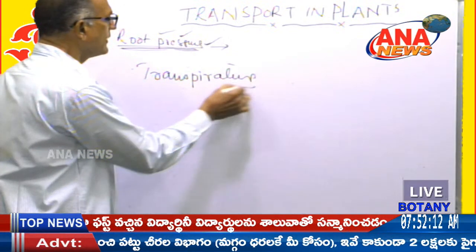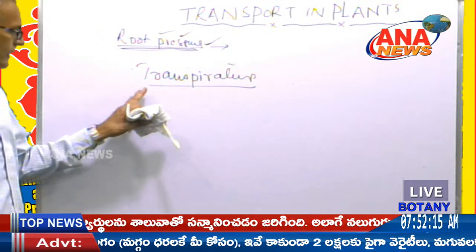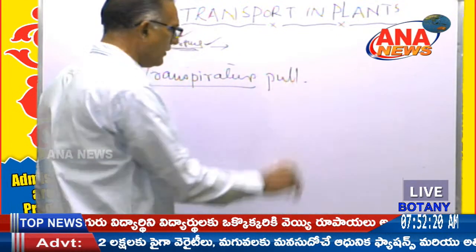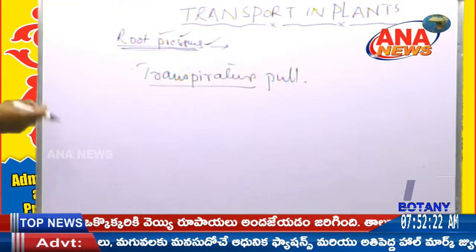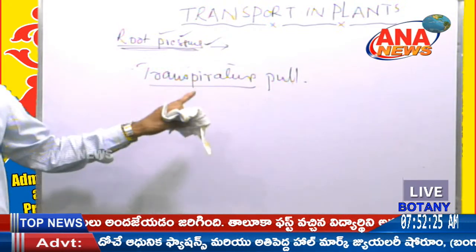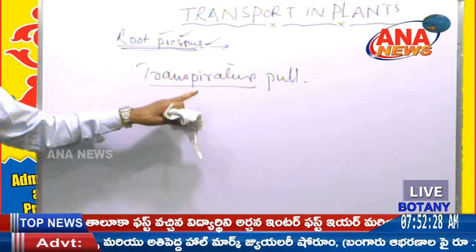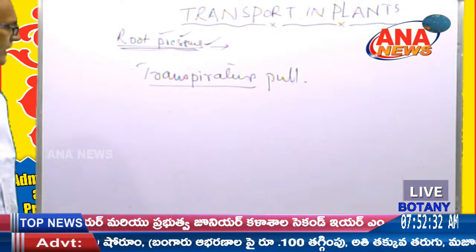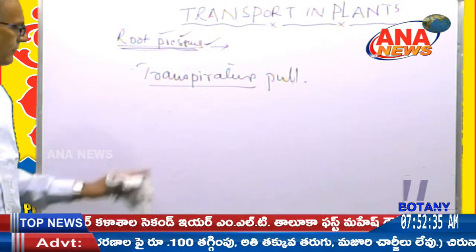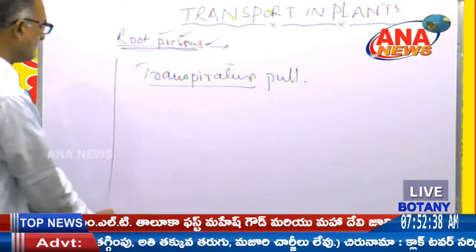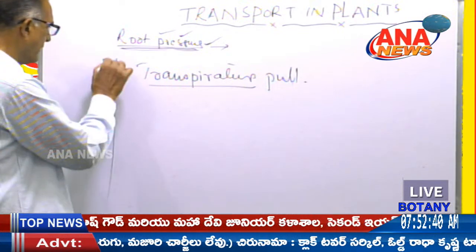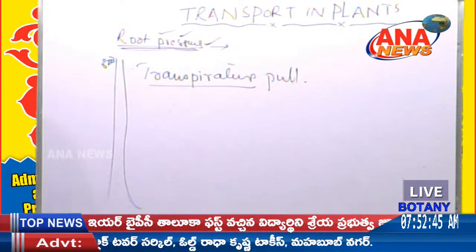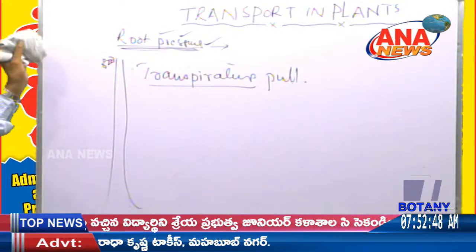In tall plants, the upward movement of water takes place by transpiration pull, which is the driving force. Example, Sequoia sempervirens, a gymnosperm which grows 100 feet or 300 feet. In such plants, the upward movement of water takes place by transpiration pull. It is a driving force.